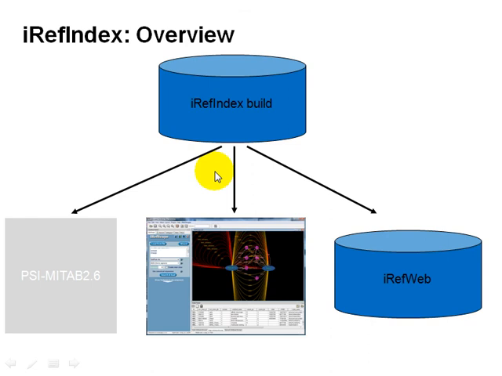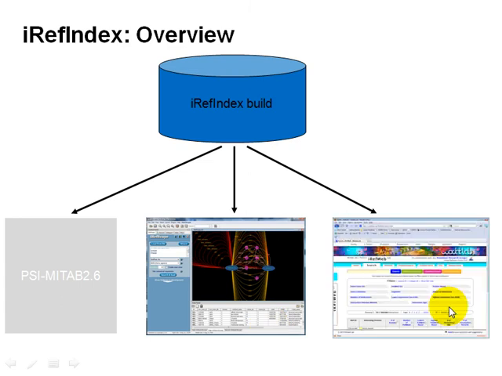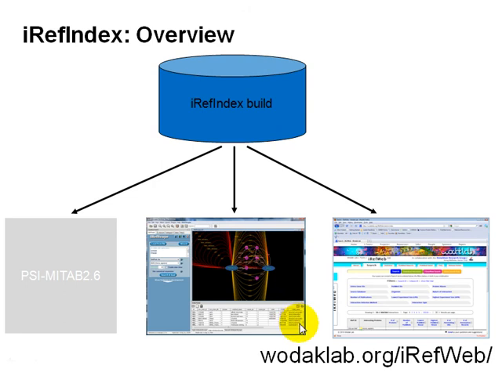The iRefIndex build database is then used to make three other consumables that can be used by users. First of all is the PSI MI tab 2.6, which is available from our FTP site. Then there's the iRefScape plugin for Cytoscape. And finally, the iRefWeb database, which drives the iRefWeb application at the Wodak lab. These two resources here are available from iRefIndex.uio.no. The Cytoscape plugin can be downloaded from Cytoscape itself, and the iRefWeb resource is available from wodaklab.org iRefWeb.